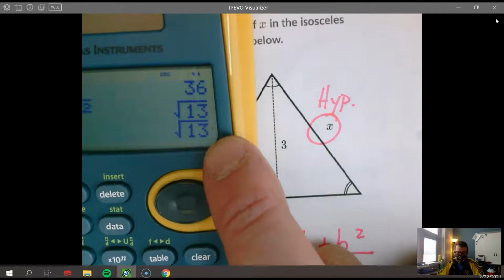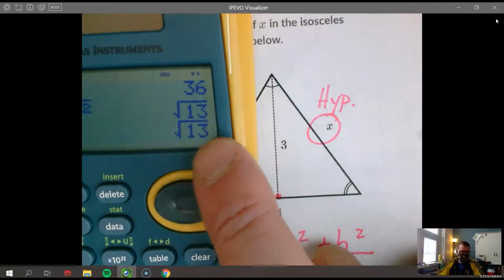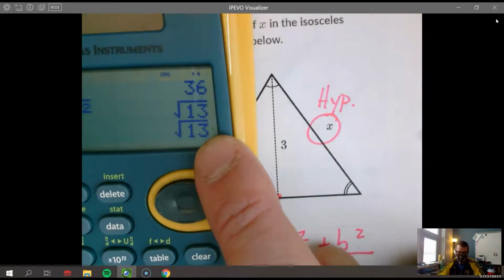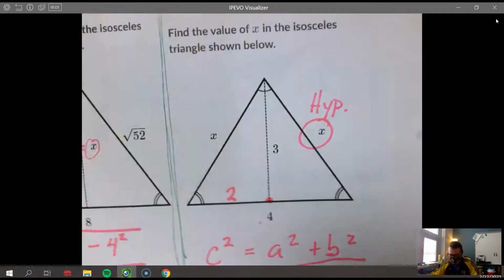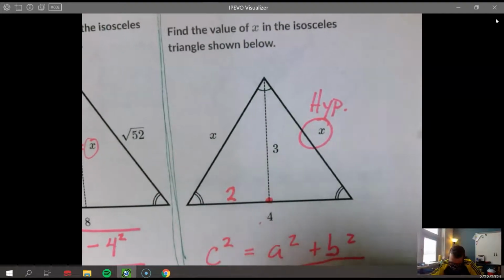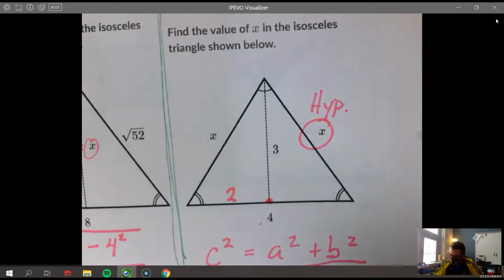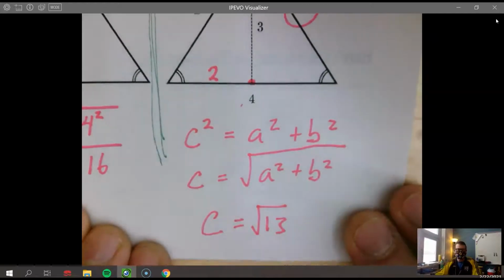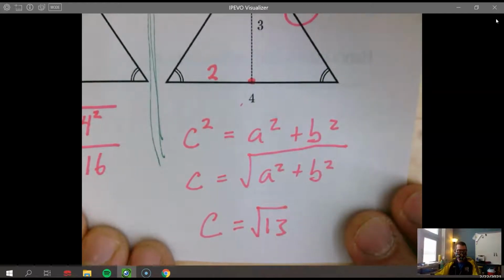Do not give me the decimal answer of this number. I don't want it. It's gross. Give me radical 13. That is your answer. So c is radical 13. We do not write the decimal because it's not nice.